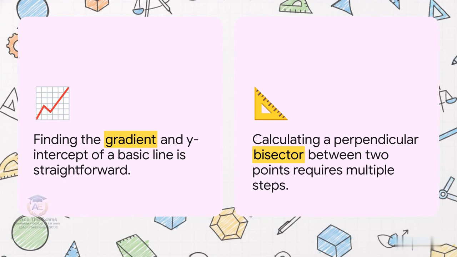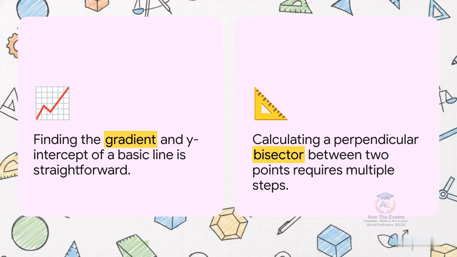Look at the difference in complexity here. Finding the gradient and y-intercept of a basic line like y = 2x + 3 is straightforward. The gradient is 2, the intercept is 3. Easy. But compare that to finding the perpendicular bisector between 2 exact coordinates, like P at (1, 12) and Q at (5, 2). This is where students like Sam rush and lose massive points. It's a multi-stage mission.